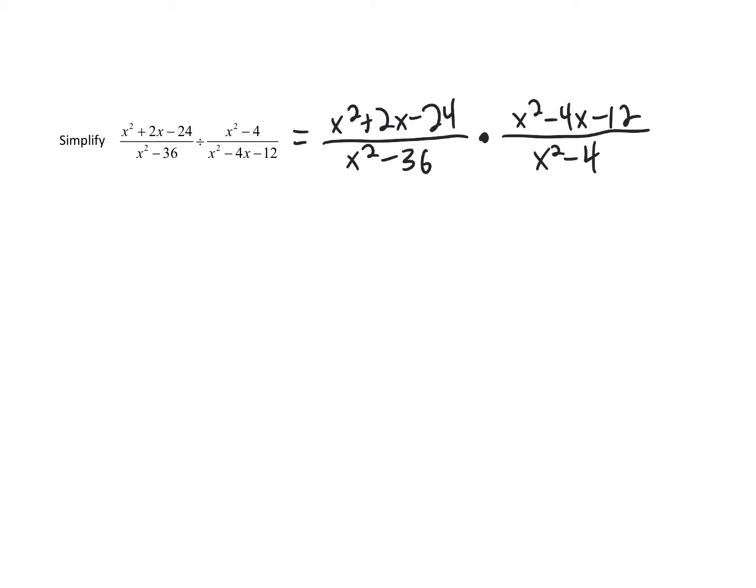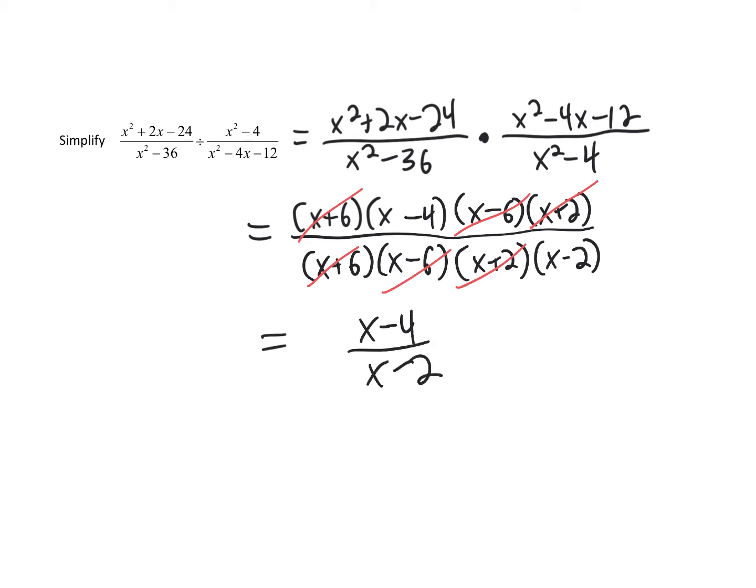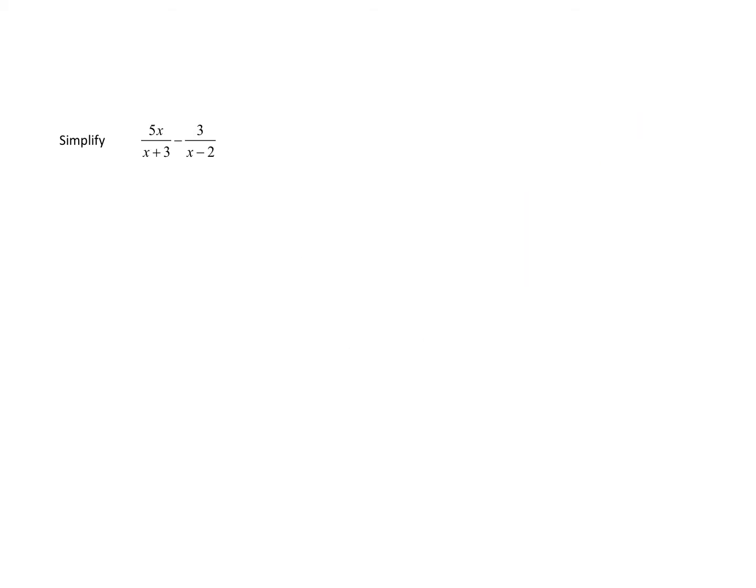Now we can factor all the trinomials and the difference of squares. Now that those are factored, you can see that the x plus 6 divides out, the x minus 6 divides out, and the x plus 2 divides out, leaving us with x minus 4 over x minus 2 for our final answer. Now to look at addition and subtraction.